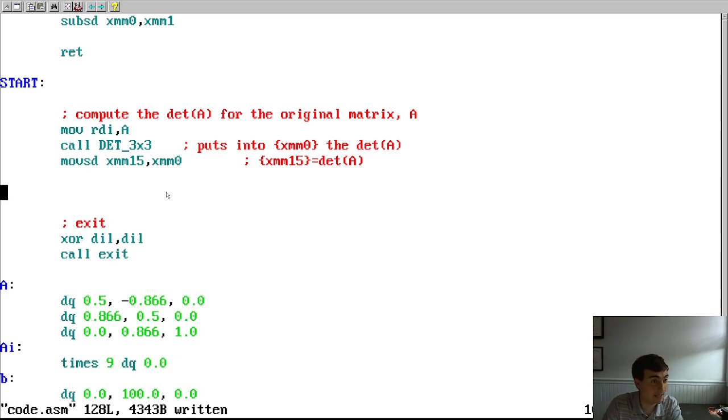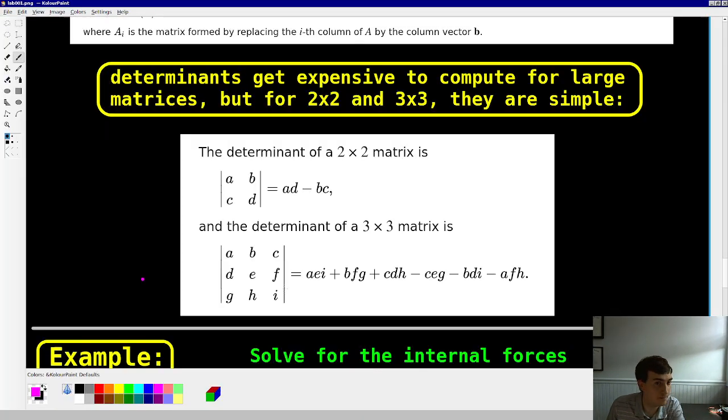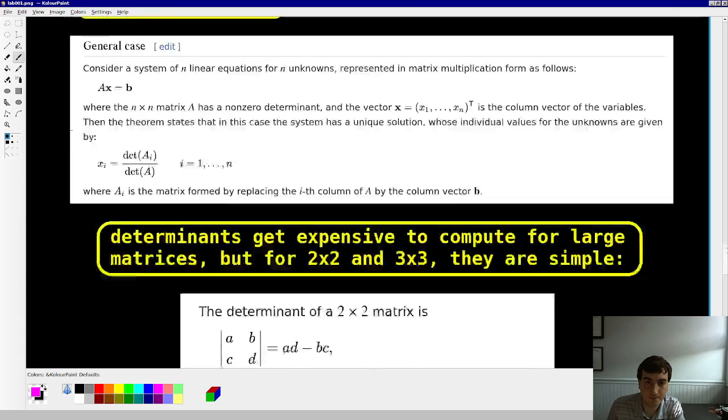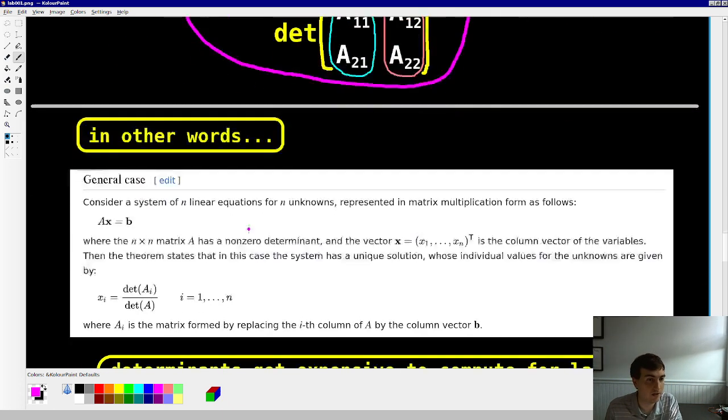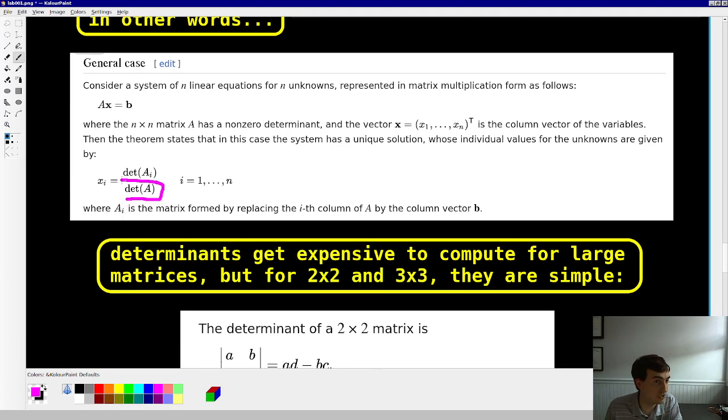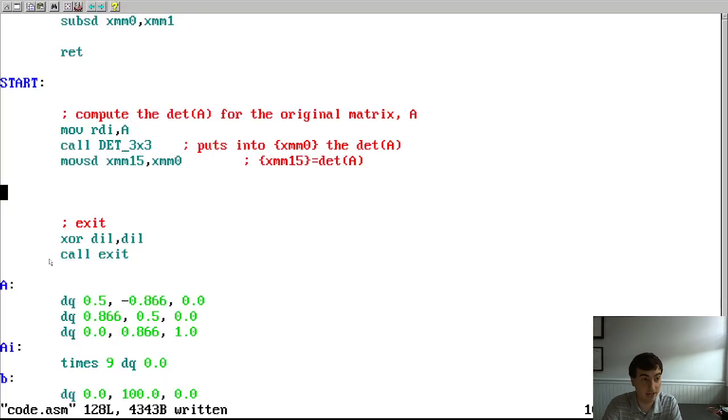Cool, that basically, these three lines, which are actually calling a much larger function that we just wrote, basically do this. It computes the denominator for all of our evaluations, right? That is this. The determinant of A is what we use to compute the division here for every unknown xi. Great. So now we have to compute the determinants of the other matrices.